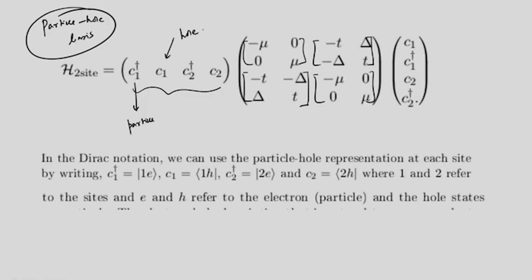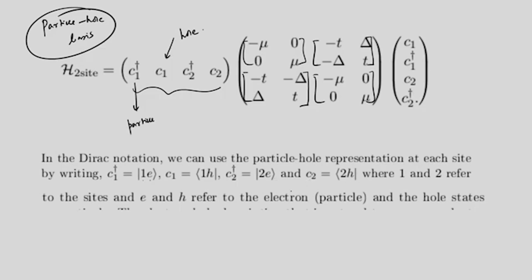Okay, you can just write it down. It's so easy to write down. And then what you can do is write down a slightly new notation in which, because you are creating a particle, you can write it as 1E, E for electron and 1 stands for the site, and when it is annihilating you can write it as 1H. C2 dagger will be 2E and C2 will be 2H.